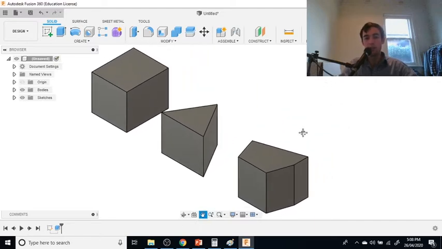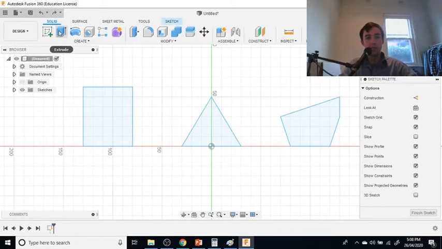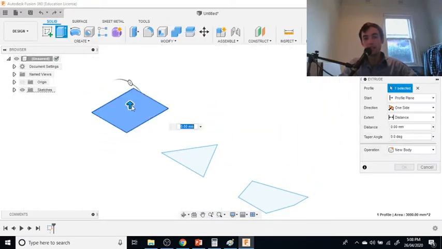And so we had 3 bases. These are all bases. So I've got a rectangle base, a triangle base, and a weird pentagon base. And those bases are the ones that we stretch out.